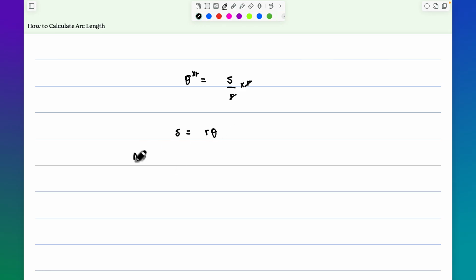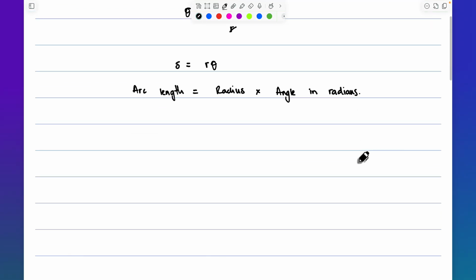Or if you want to write that out entirely, arc length is equal to radius multiplied by your angle in radians. Remember, this only works if it's in radians. You can't do this in degrees. All right, perfect. Now let's jump straight into the examples.